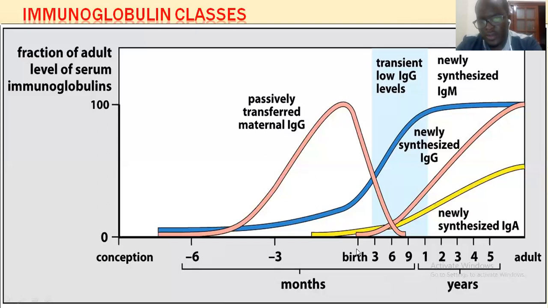you can see birth here, these are years, these are months. So first 9 months after birth, the baby needs to be protected. Then you can see after that, she'll start producing her own IgG. Then the immunity will improve from year 1 to year 5.